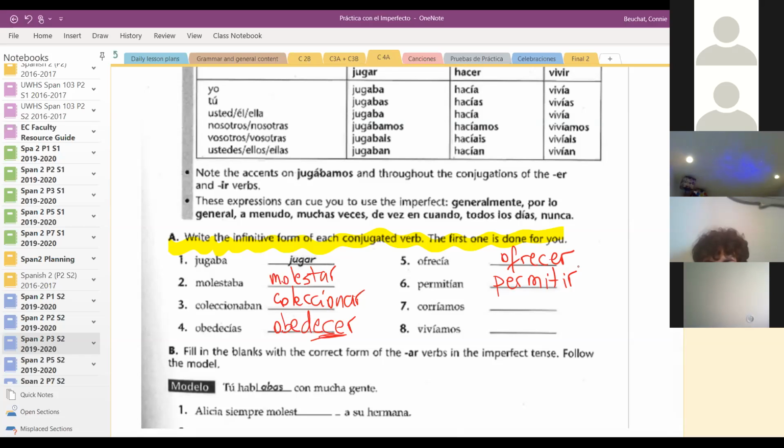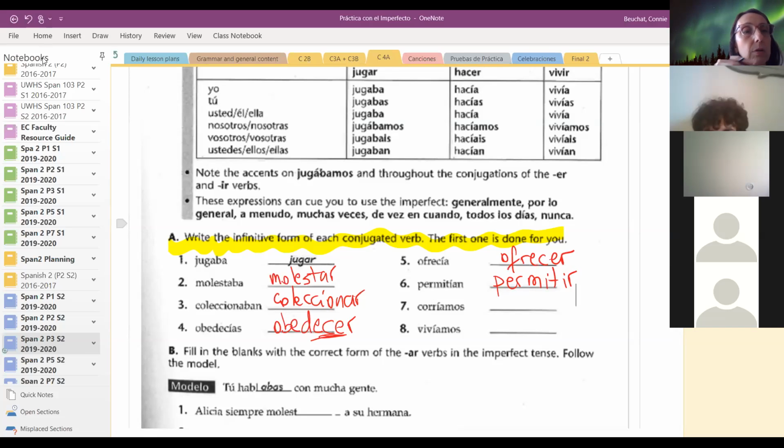Número 7. How about Josh? Are you there now? I think Josh had to leave or something. Bora, give me number 7. Correr. Gracias. And then Olivia, number 8. Okay. Vivir. Yes, vivir is correct.